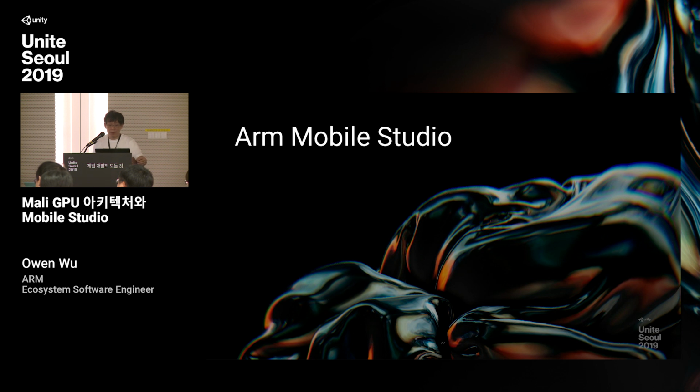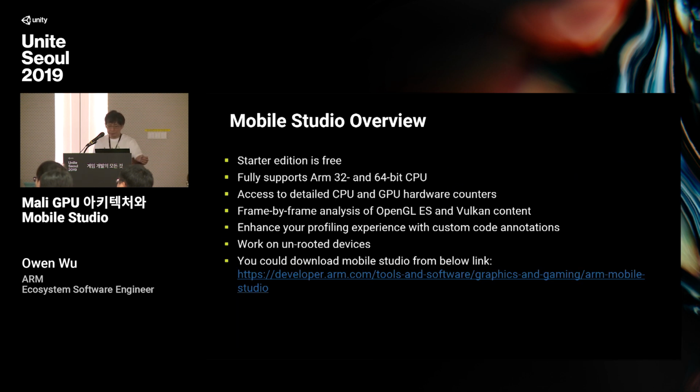So let's talk about Mobile Studio. Mobile Studio is a new tool set we just announced this year, and it consists of 3 tools: Streamline, Graphics Analyzer, and the Performance Advisor. The starter edition is free of charge, and you can download it from Arm's website now. It fully supports 32 and 64-bit CPUs.